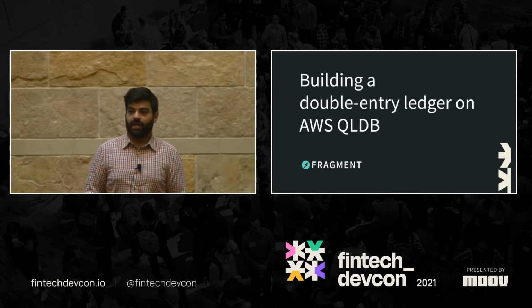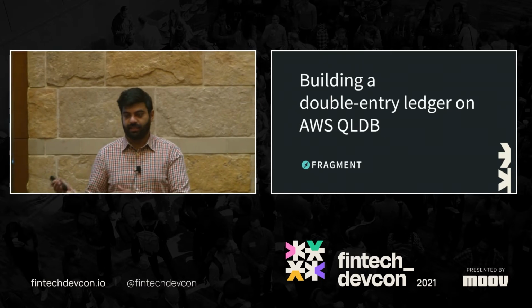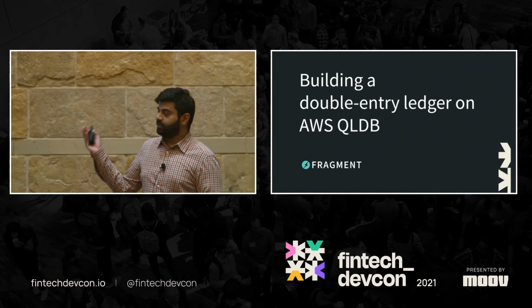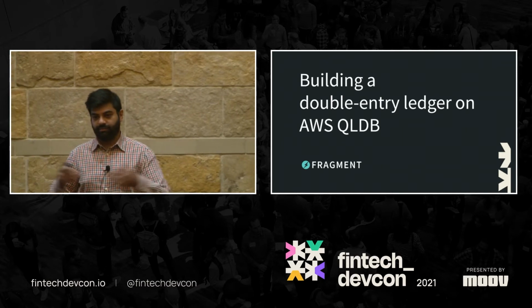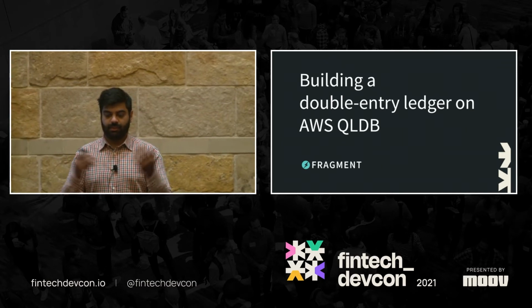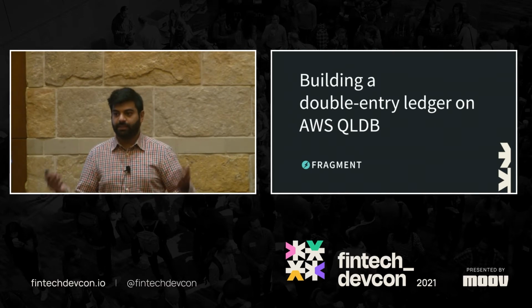So I'm Omi. I'm a co-founder at Fragment, which is a double entry ledger as a service API. We've been using QLDB as a core of our ledger, and we give our customers a double entry ledger so that they don't have to build it themselves.